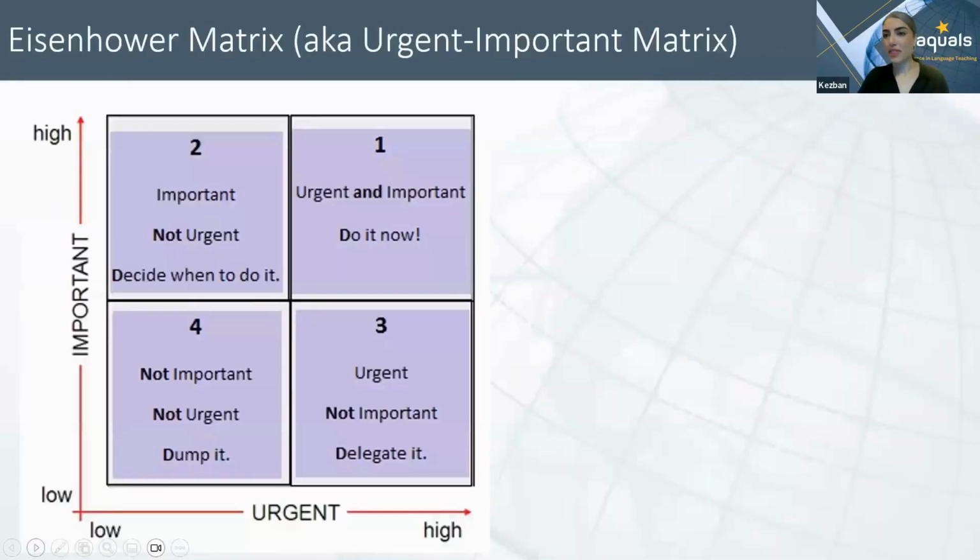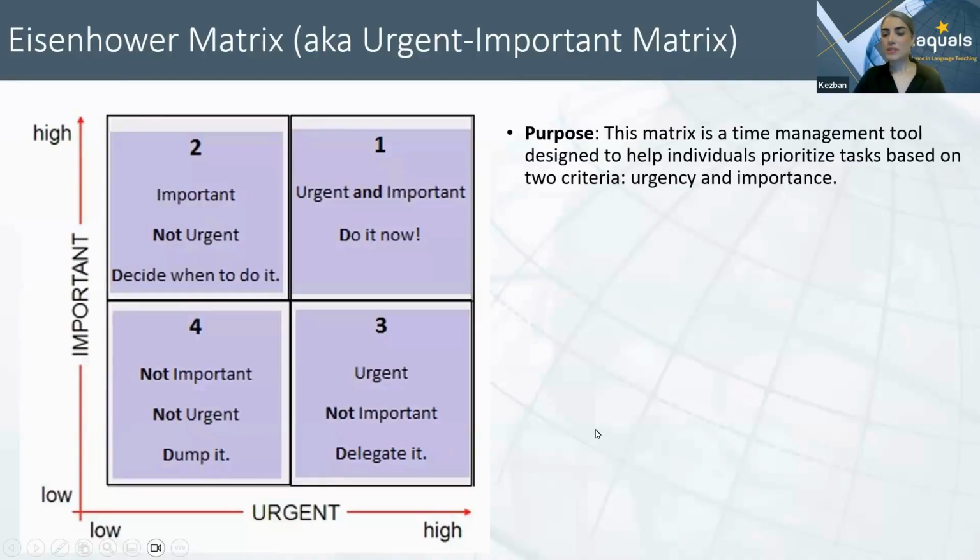So to start with, the first one is called the Eisenhower Matrix. It is also known as the Urgent-Important Matrix. The purpose is time management. People use this when they have to make decisions to prioritize tasks based on 2 criteria, urgency and importance.